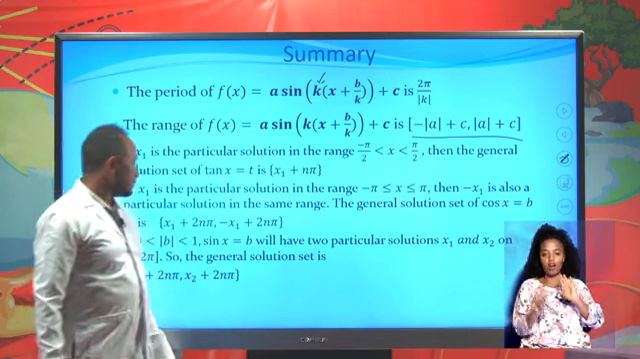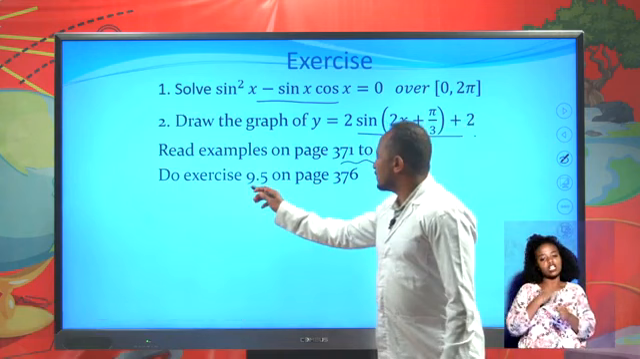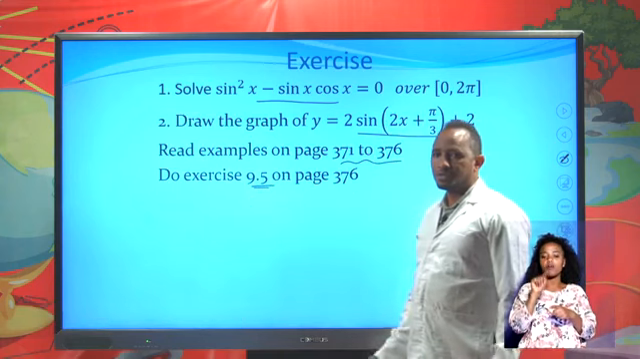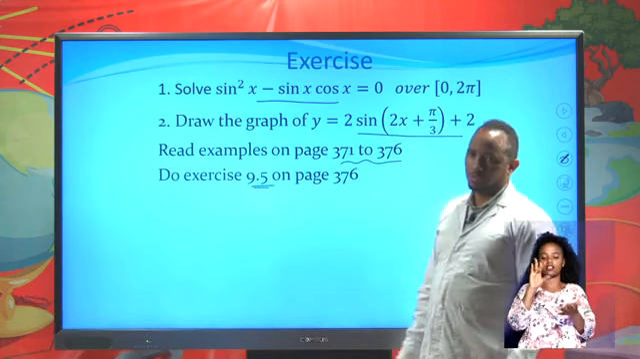So this is all about today's lesson, and then I'll give you an exercise. Please try to solve this and draw the graph of this one, and read the examples on pages 371 to 376. In addition to that, please do exercise 9.5, which is found on page 376. So this is all about today's lesson.